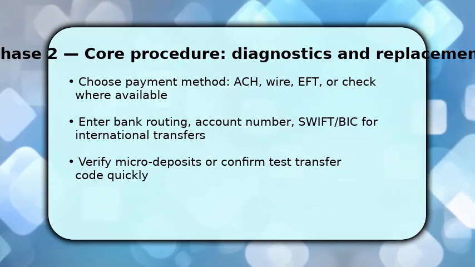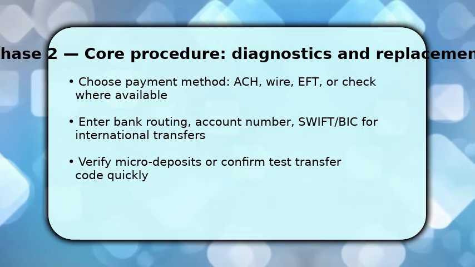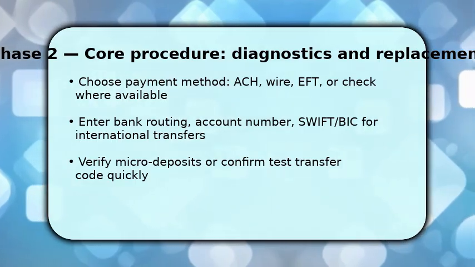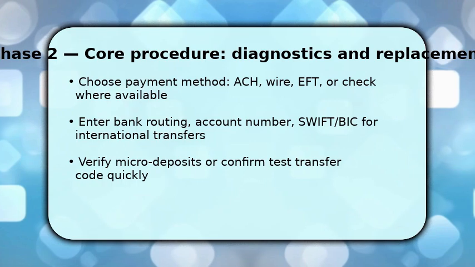Check your bank statement for those amounts and enter them back into AdSense to confirm. After verification completes, your method becomes active, and AdSense will queue payments once threshold and cycle rules are met.